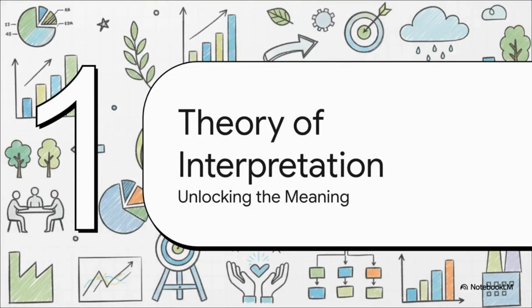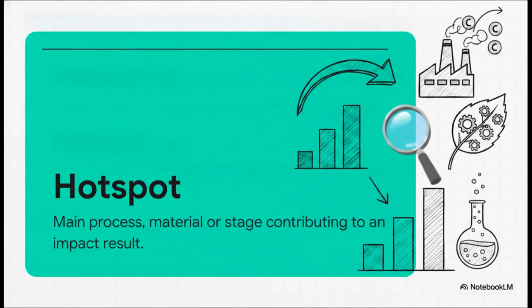Okay, moving on to Part 2, the theory of interpretation, or unlocking the meaning. Let's start with the foundation. Interpretation isn't just staring at a graph and guessing. It's a highly disciplined process. We have to ask what is actually driving the results, how robust they are, and what they imply for the real world. And that brings us to a concept that will literally save you hours of analysis, the hotspot. A hotspot is just the specific lifecycle stage, manufacturing process, or raw material that is disproportionately driving your impact result. If a product has a massive carbon footprint, the hotspot tells you exactly where that carbon is coming from. It's step one for knowing exactly where to focus your intervention.